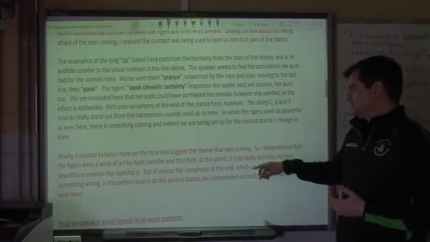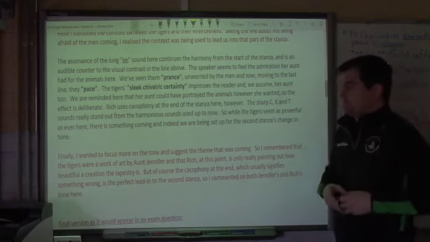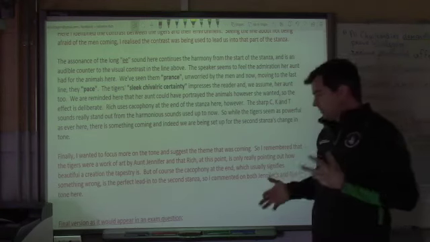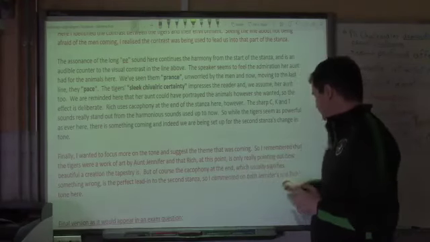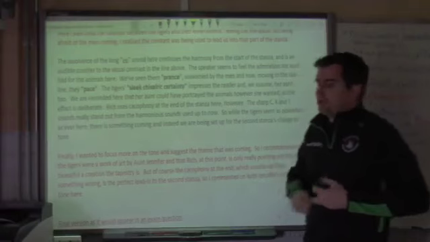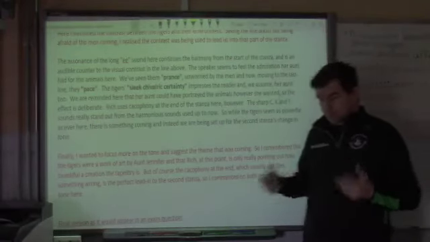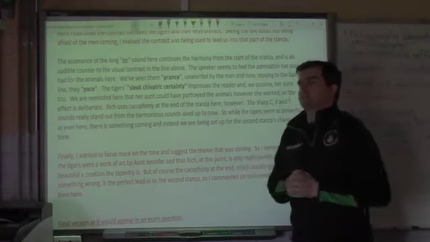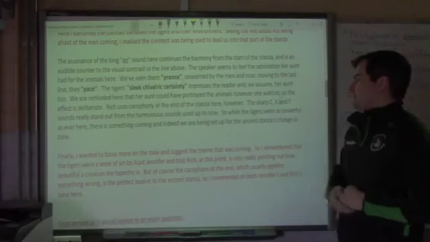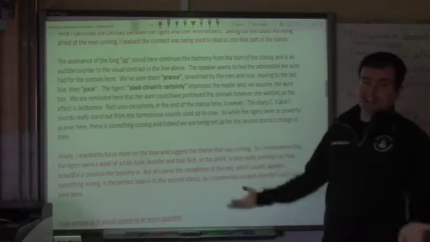But of course, the cacophony at the end, which usually signifies something wrong or something disruptive, something dangerous maybe, is the perfect lead-in to the second stanza. So I commented on both Jennifer's and Rich's tone here. So the tone of the person, the feelings expressed maybe by the person, Jennifer in this case, that she admires strength, freedom, and freedom from fear, and then Rich admiring what she's done. It's all going to change in the second stanza.